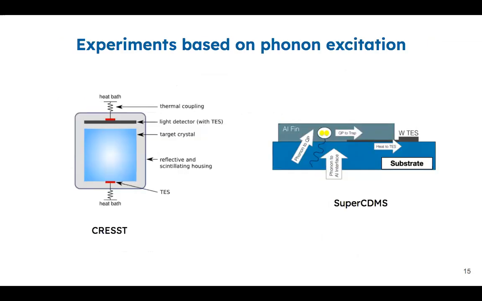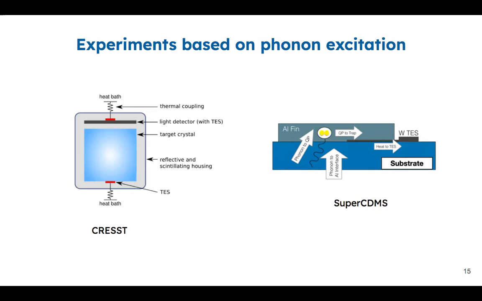And there are experiments that use phonon excitation by dark matter. The examples are CRESST and SuperCDMS. SuperCDMS used to be in the US, now it's in SNOLAB, and CRESST is in Europe, at the Gran Sasso lab. CRESST uses calcium tungstate as a detector, and SuperCDMS uses silicon and also germanium.